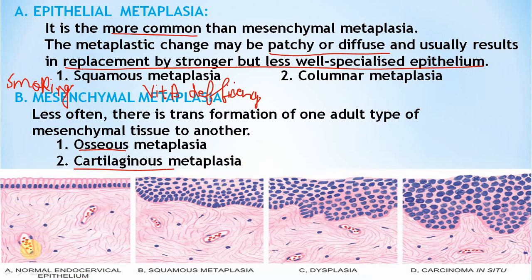This is the normal histology of endocervical epithelium which first undergoes squamous metaplasia, then dysplasia and finally converts into carcinoma in situ.